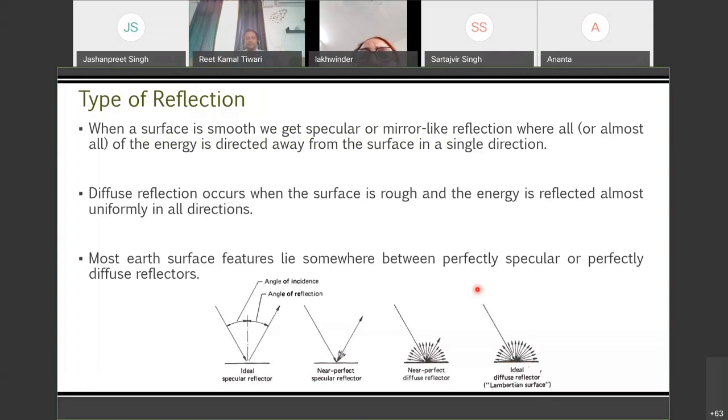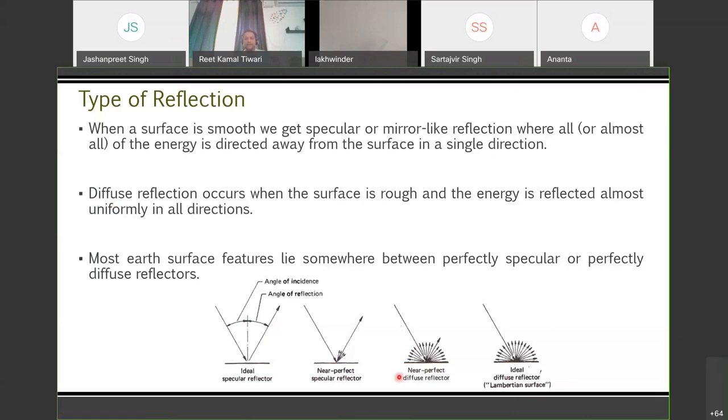One reflection could be specular reflection, like the reflection that we see from water bodies, or in the microwave region, when there is a tall building or any corner, edgy kind of object, then from those edges we see high reflection, and that is called specular reflection.